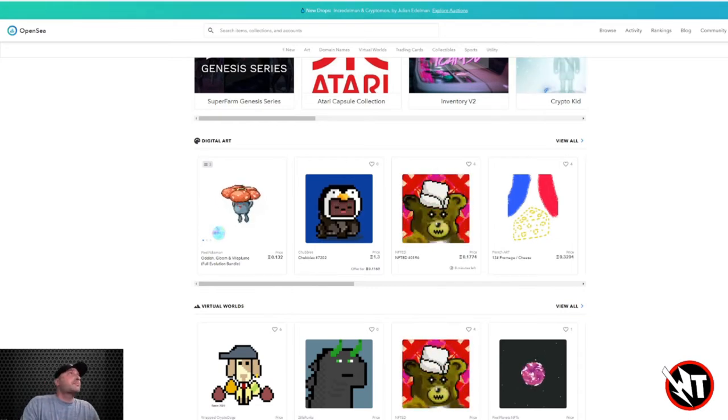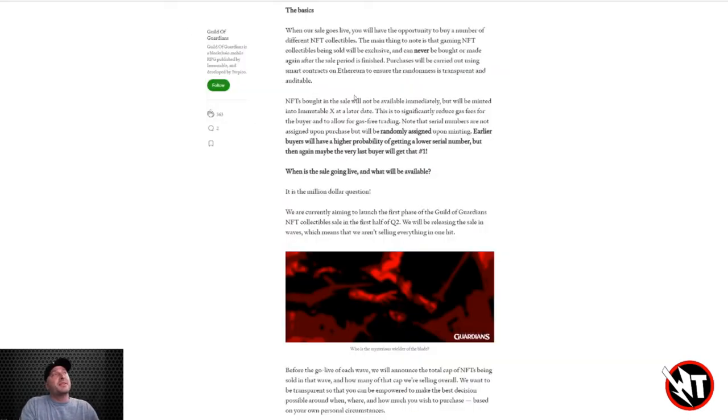Why is that important? Well, in the last Medium post from Guild of Guardians, they're talking about the preseason sale coming out with the heroes and everything that they got coming. They're using Immutable X, and I was a little skeptical about how they're going to do this because they're not going to give you possession right away, to help us save money on gas fees, which is a good thing. But I've never seen this done, and I was kind of like, I don't know how this is going to work. Well, Immutable X is going to give it to us at a later date.